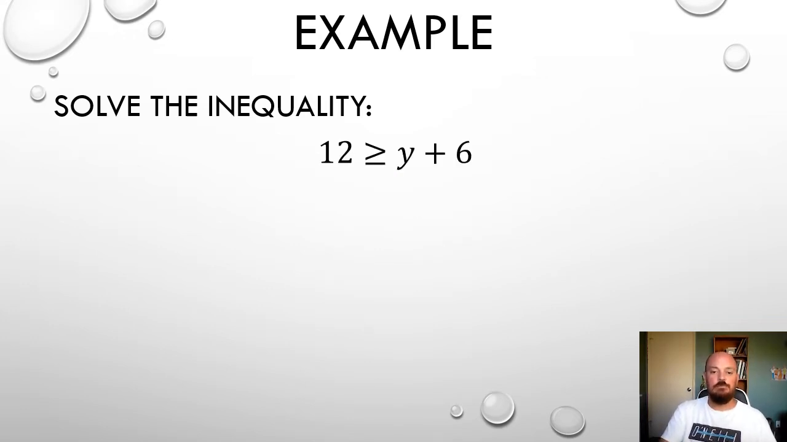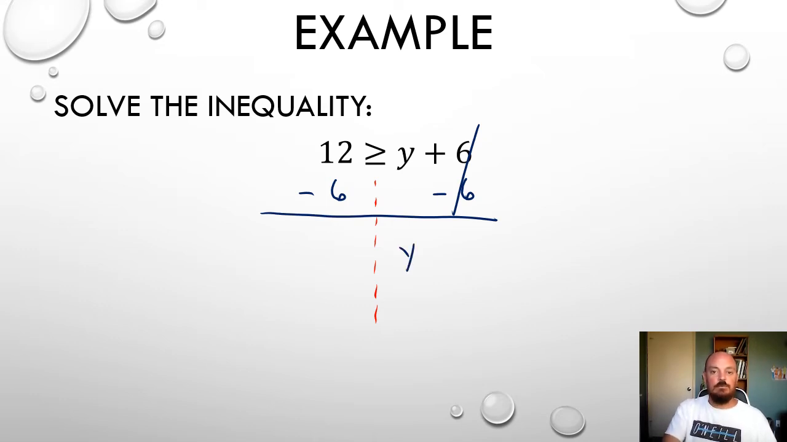All right, here's another one. We have 12 is greater than or equal to y plus 6. So I'm going to put in that dotted line again. My goal this time is to isolate the y. So I have to get rid of the plus 6, that's adding. I'm going to use a minus 6 to cancel that out. Same thing on both sides of the line. Positive and negative 6 cancel, leaves just the y. I have a greater than or equal to sign, and 12 minus 6 is 6.